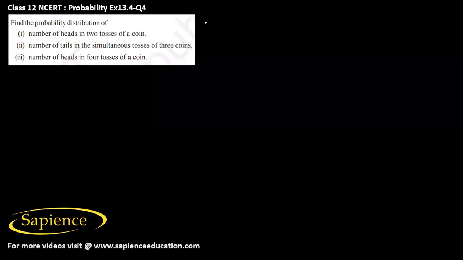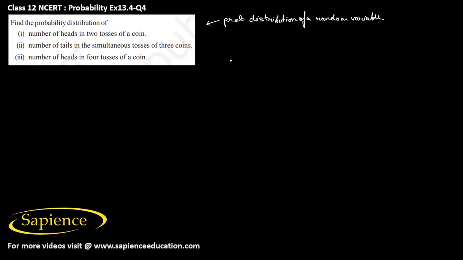So this question is based on the probability distribution of a random variable. Here it is asked to find the probability distribution of the number of heads in two tosses of a coin. So here the random variable x is the number of heads.